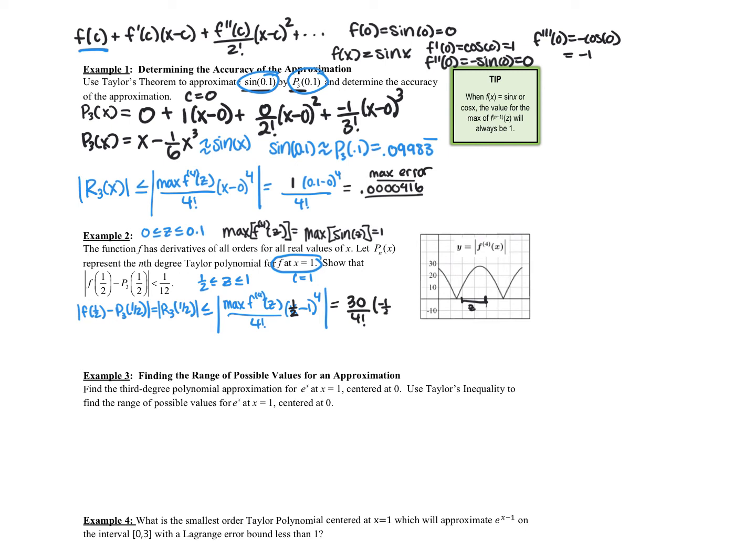So this will be negative 1/2 to the 4th. And that value will be 5/64. And we're trying to show that our approximation is less than 1/12. Is this less than 1/12? Yep, that is less than 1/12. So we showed it. So our Lagrange error bound is less than 1/12.